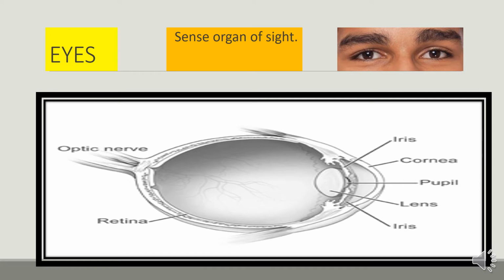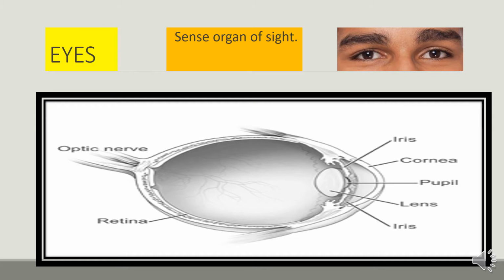Now, what is the function of the iris? It controls the amount of light passing through the pupil. How much light should pass through the pupil is the major role of the iris. The next part is the optic nerve. The optic nerve is at the back, as you can see in the picture.